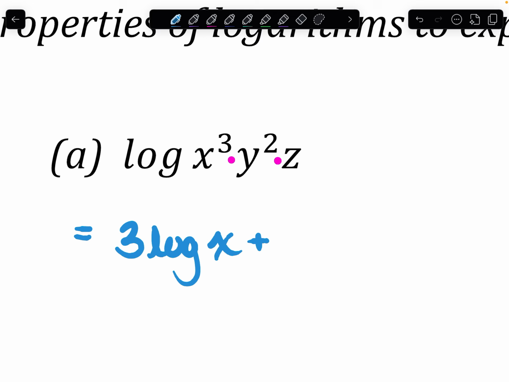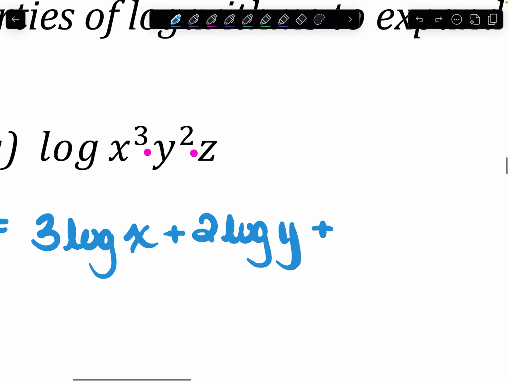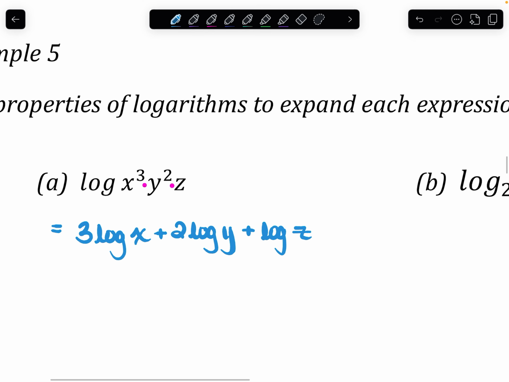Next thing we run into is y squared. So I'm going to move the 2 to the front. I'm going to put a log, and it's just y. We hit multiplication again. So I'm going to put another plus sign, but this time the exponent on z is a 1. We don't ever write a 1 in. There's just not going to be a number in the front. So I'm going to do log again, this time of z. And that's it. All right, next.